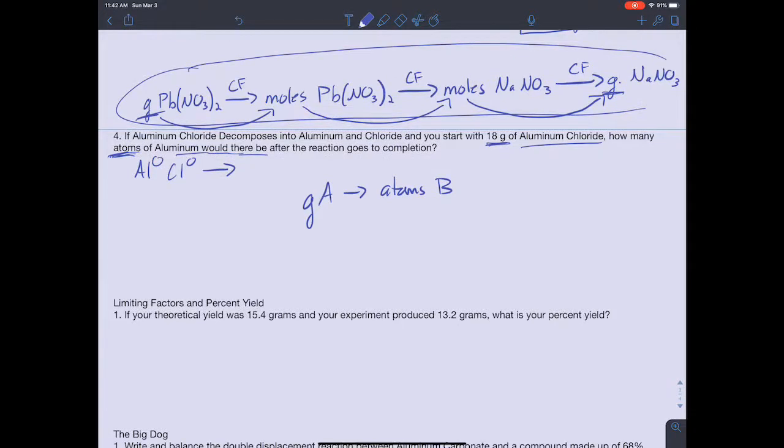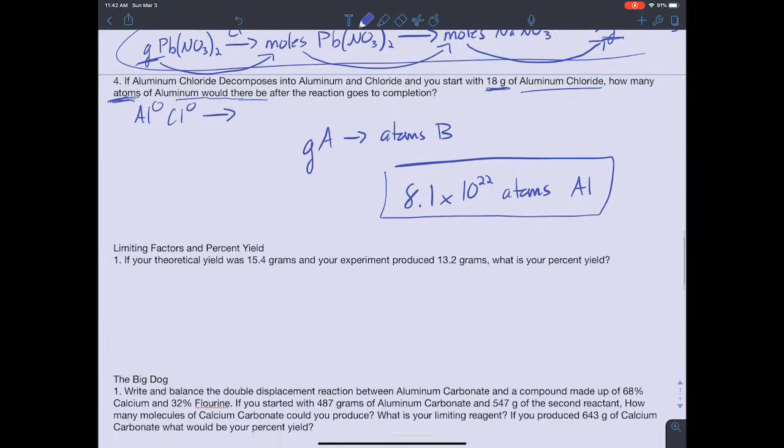So after doing this one, you should come up with an answer of 8.1 times 10 to the 22nd atoms of aluminum. Okay, so this should be your answer if you do it correctly.